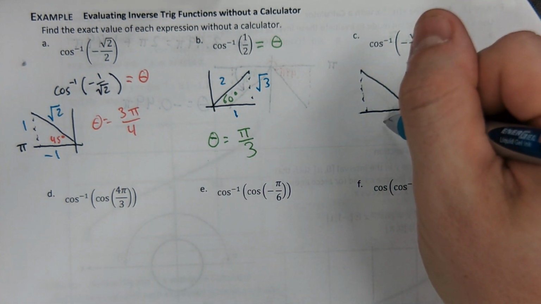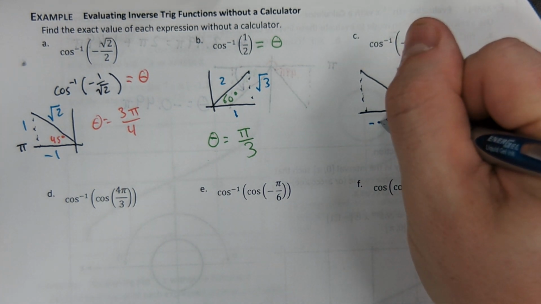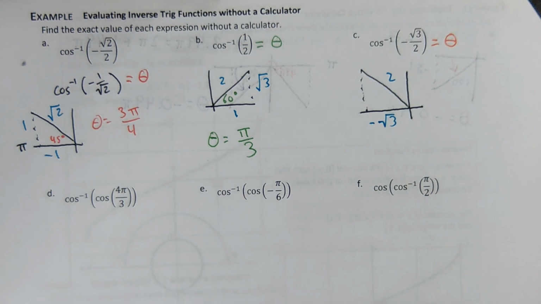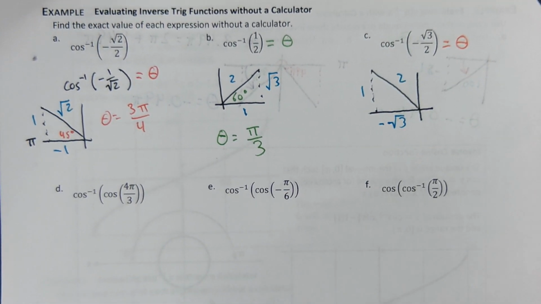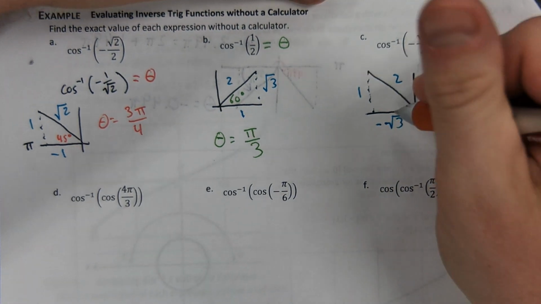X, R. That makes this a 1. What's the size of that reference angle in degrees? This is a 30-degree reference angle.